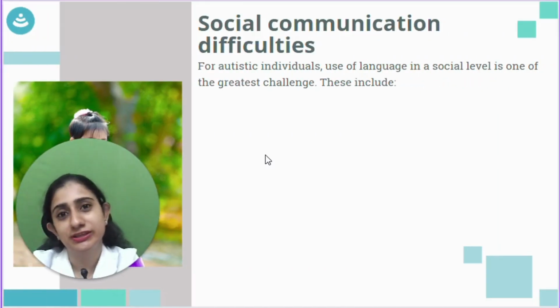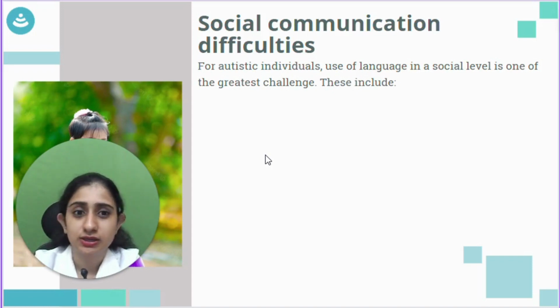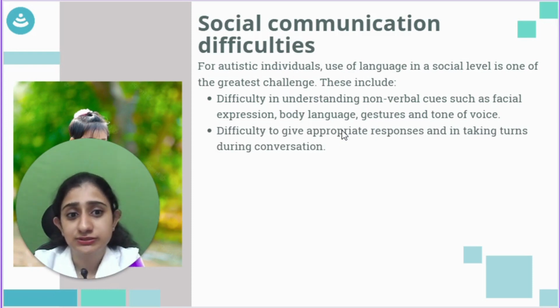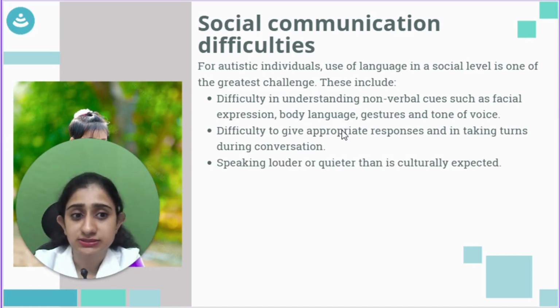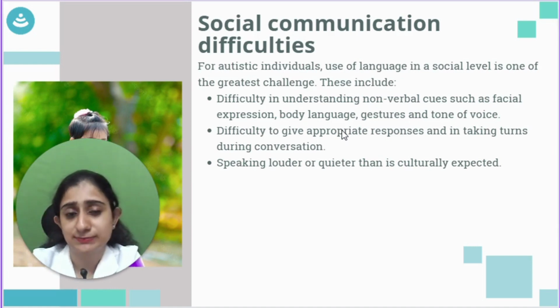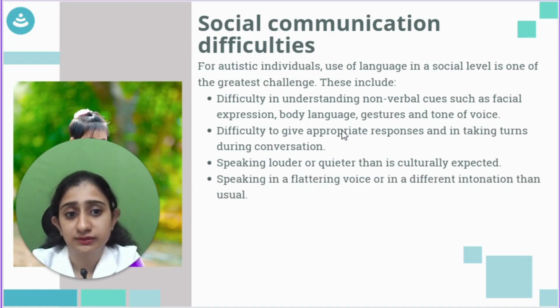Let's talk about the social communication difficulties experienced by autistic individuals. So for them, the use of language in a social context can be very challenging, and the difficulties that they may experience include difficulty in understanding the nonverbal cues such as gestures, facial expression, emotions, tone of voice of their communication partner, difficulty to give appropriate responses and taking turns during conversation. They may have difficulty in speaking at an appropriate loudness, so they may speak louder or quieter than what is expected. They may speak in a flat voice, or they may speak in a different intonation than what is usual.